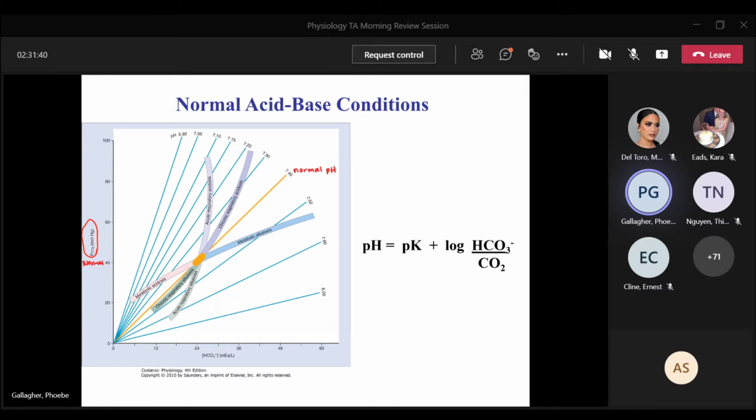So now your x-axis is your bicarb. The actual lines represent the pH, and your CO2 is now on the y-axis. So this is your normal CO2 level. So this is where that crosses, and this is your normal bicarbonate level. So that is where you normally sit, which is 7.4, your normal pH. So we'll see how these change depending on whether you have respiratory acidosis or metabolic alkalosis or acidosis or whatever.